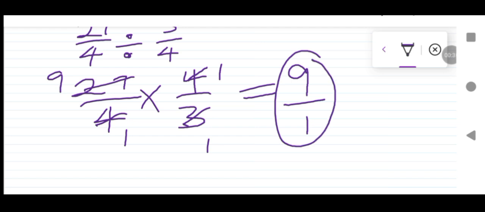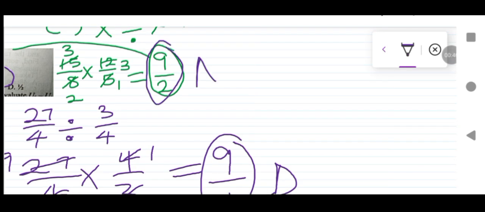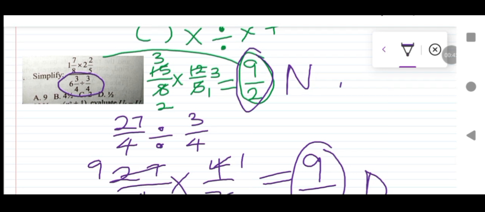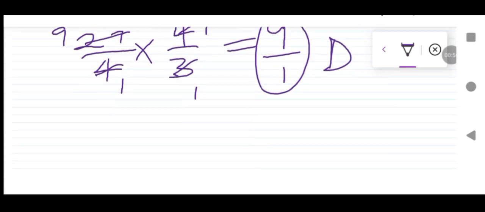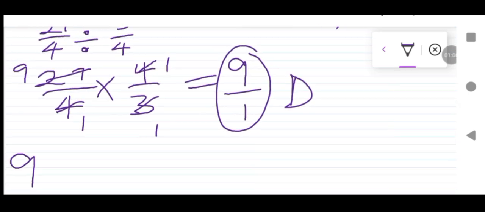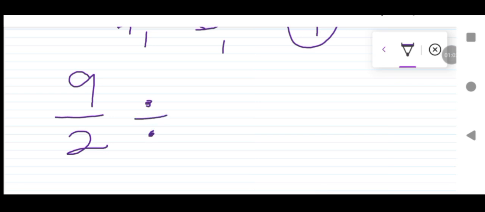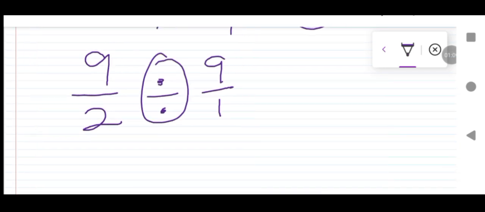Don't forget, all of this that we have just solved is for the denominator, and all of this is for the numerator. So we simply have numerator divided by denominator. Our numerator is 9 over 2, and our denominator right here is 9 over 1. So 9 over 2 divided by 9 over 1. And don't forget that division can change to times, and the value after it will inverse.